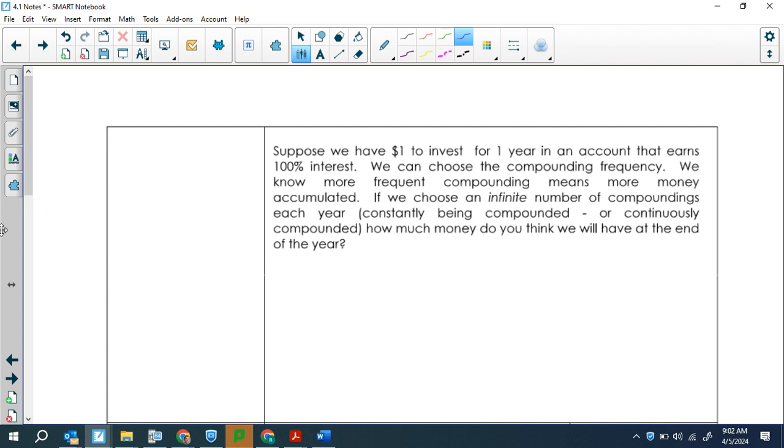So what we're going to do to investigate this: suppose you have $1 to invest for 1 year, and that account earns 100% interest. Okay, so it's a lot of interest. We can choose the compounding frequency, and we know more frequent compounding means more money accumulated. So if we choose an infinite number of compoundings each year, constantly or continuously compounded, how much do you think we'll have at the end of the year?